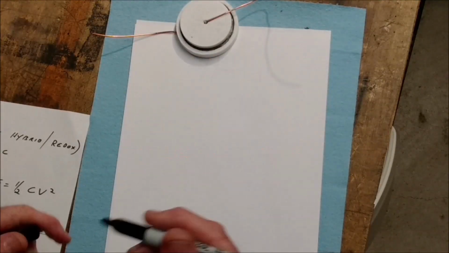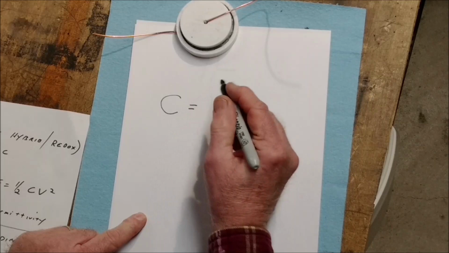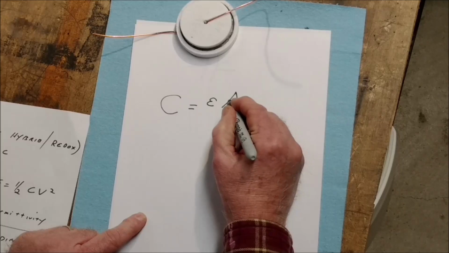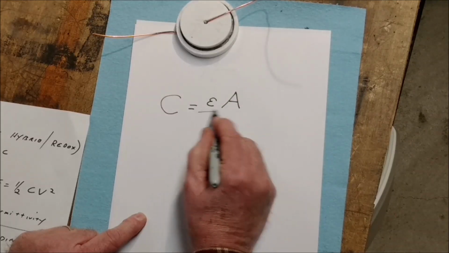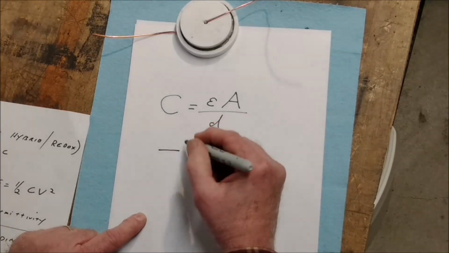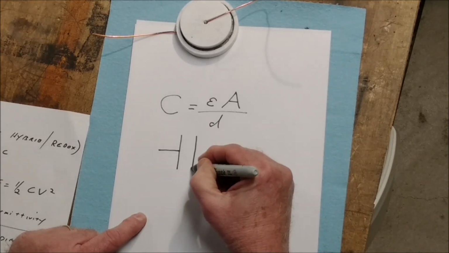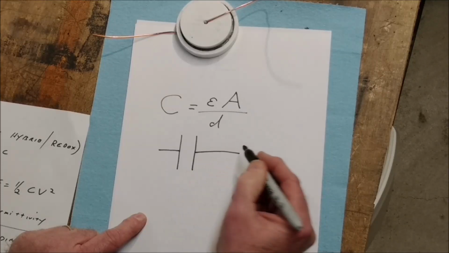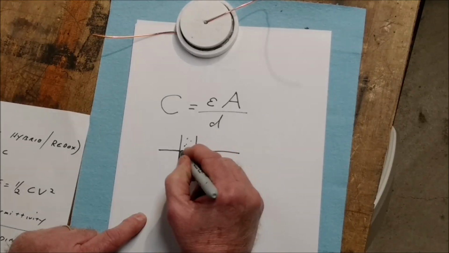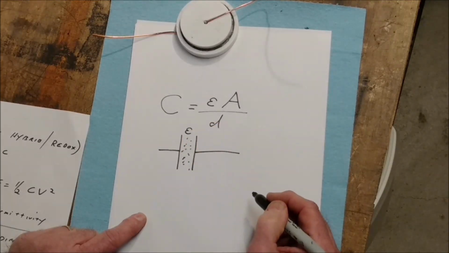If we look at a classic equation for a capacitor, the capacitance is equal to some dielectric constant times the area of the plates of the capacitor divided by the distance between the plates. So let's say we have a positive plate, maybe a cathode side, and a negative plate or an anode side, and in between the two plates we have a dielectric, and that dielectric has a certain dielectric constant. We'll talk about that a little more in a second.